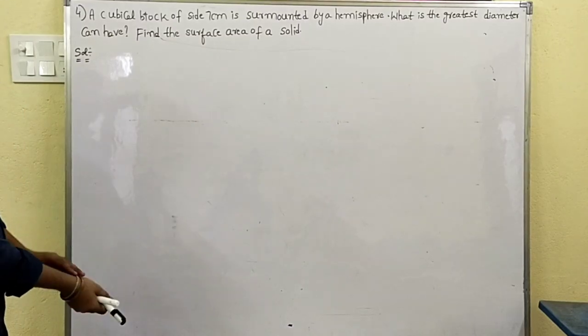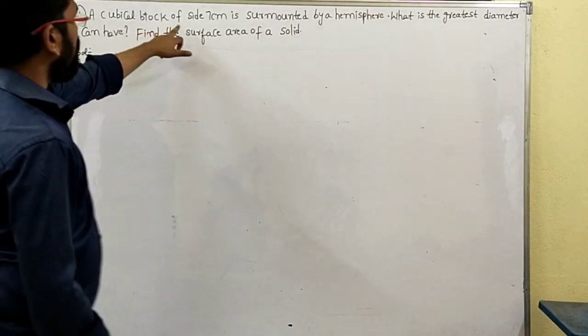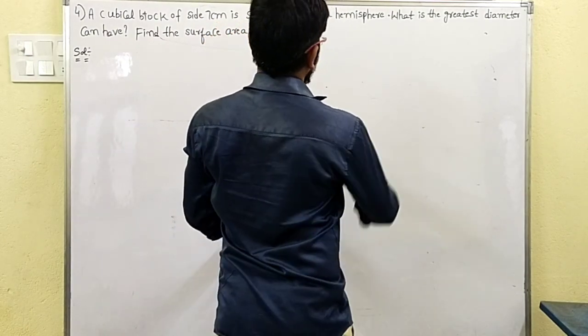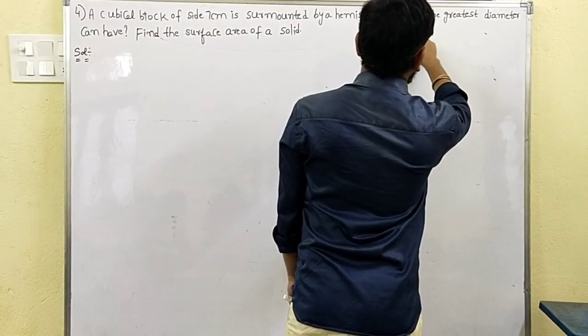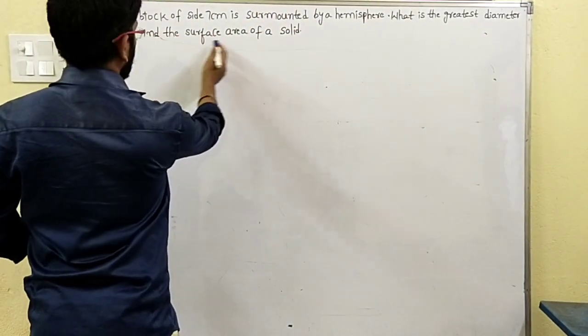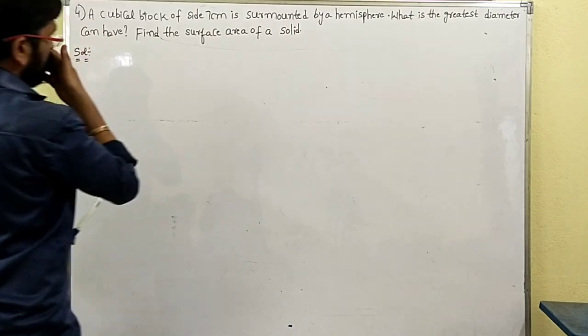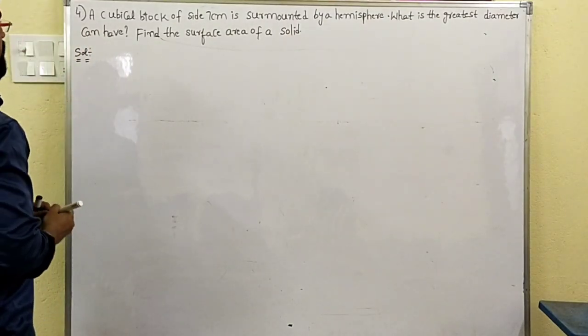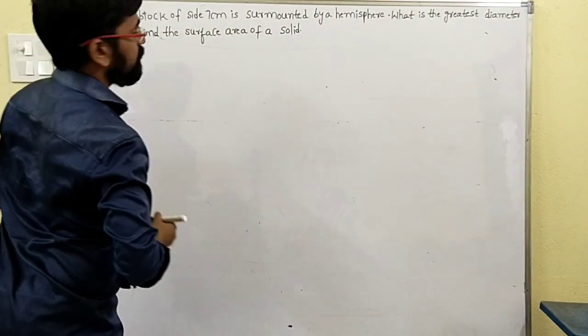So now the next question is: a cubical block of side 7 centimeters is surmounted by a hemisphere. What is the greatest diameter the hemisphere can have? Find the surface area of the solid.